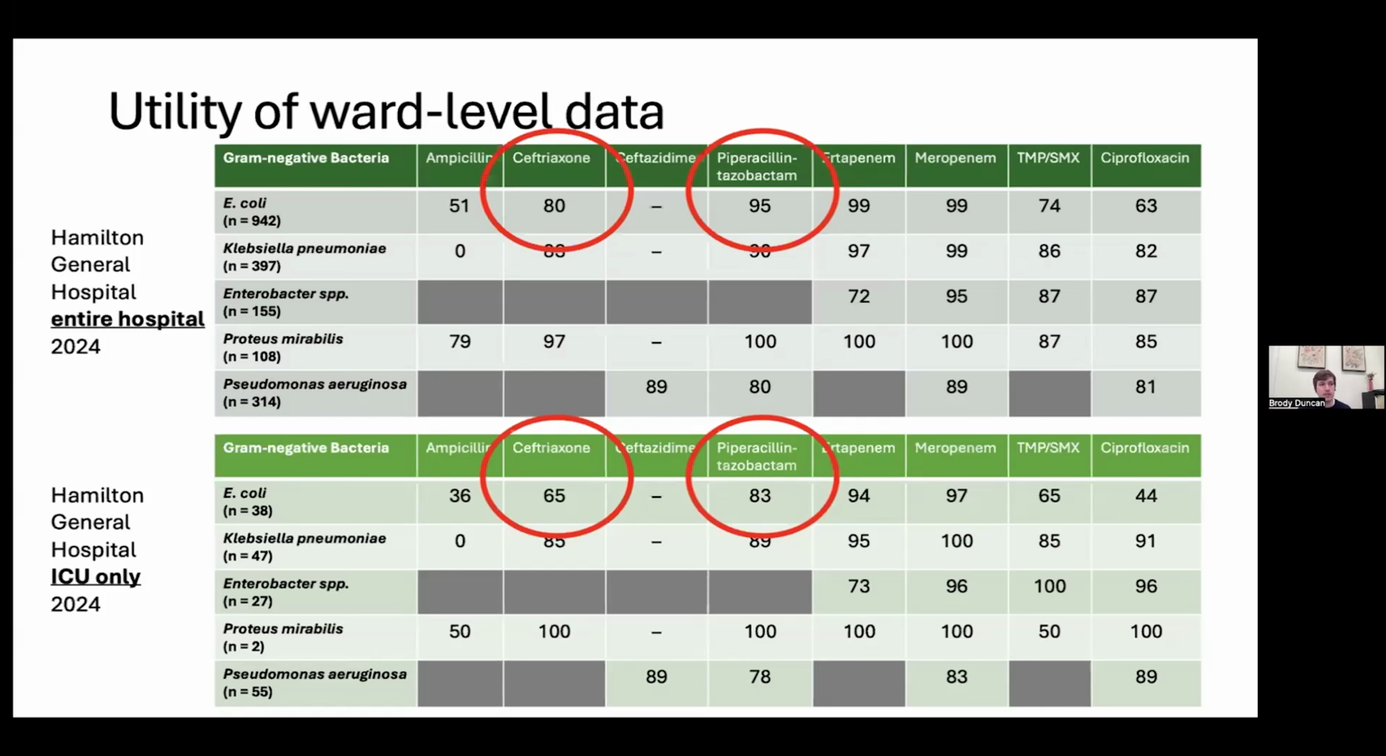And this is something that over the years my colleagues and I have talked with the ICU about: a lot of us feel that there's a lot more resistance in our ICU compared to the rest of the hospital. And these are the sorts of information the lab can provide to justify that feeling and actually provide empirical data to guide empiric treatment.